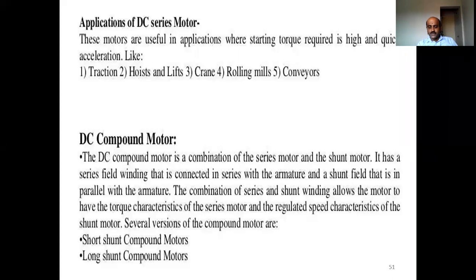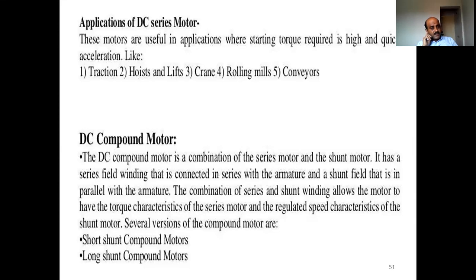In all these applications, the initial torque will be very, very high, and it needs quick acceleration. The acceleration should be very fast. Such applications you can find in cranes, rolling mills, conveyors, and even hoists and lifts where you are lifting heavy loads, and even in traction, where the initial torque should be more. In such applications, we use the DC series motor.